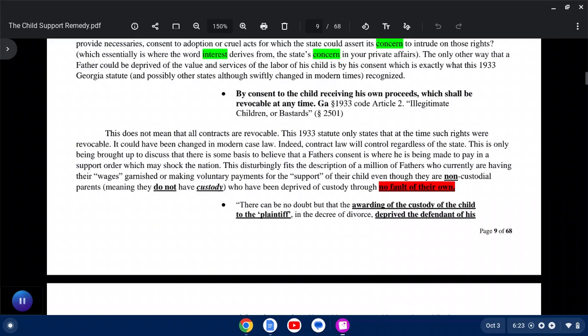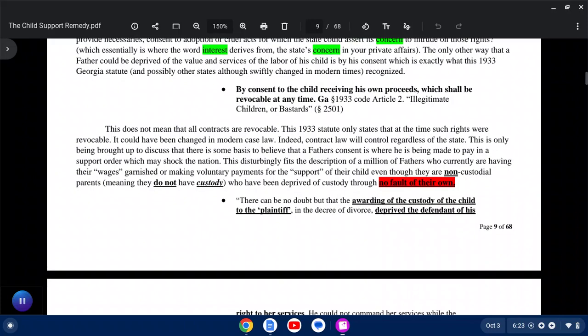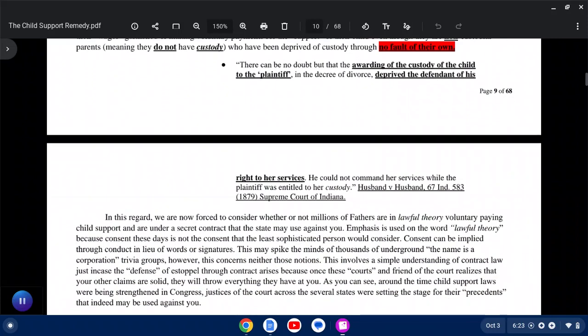Oh, that is crazy. This disturbingly fits the description of a million fathers who currently are having their wages garnished or are making voluntary payments for the support of their children, even though they are non-custodial parents, meaning they do not have custody, who have been deprived of custody through no fault of their own. There can be no doubt but that the awarding of the custody of the child to the plaintiff in the decree of the divorce deprived the defendant of his right to her services. He could not command her services while the plaintiff was entitled to her custody.